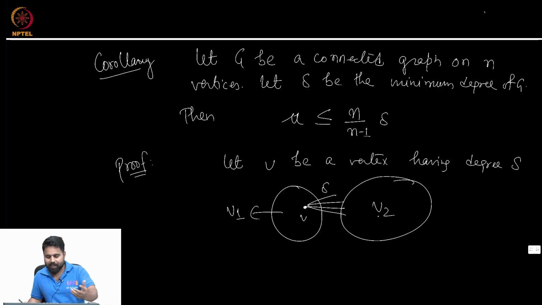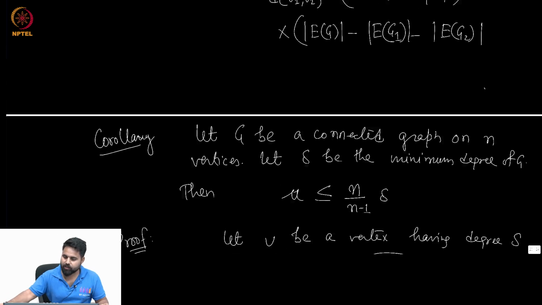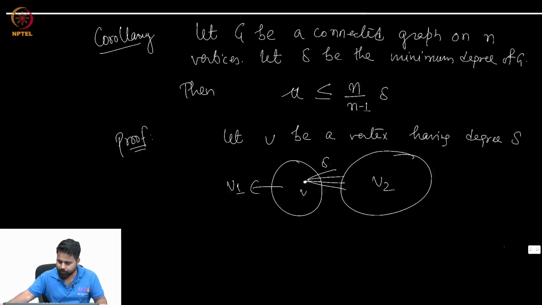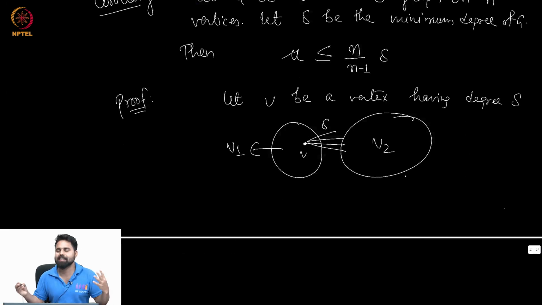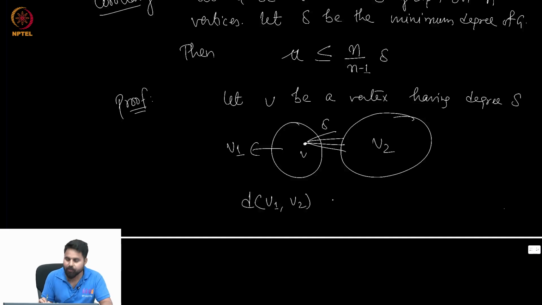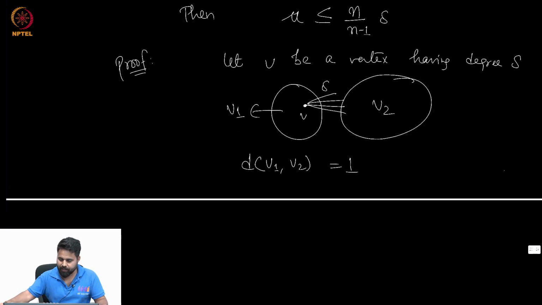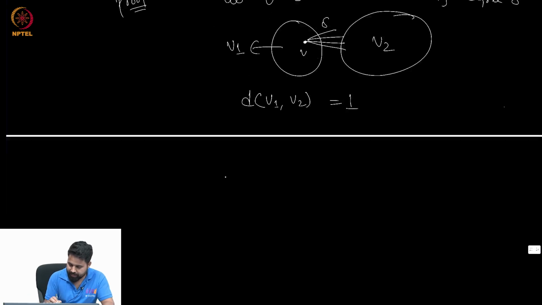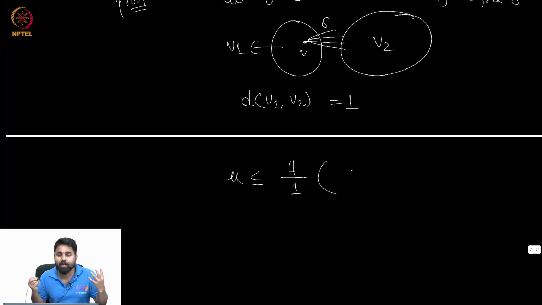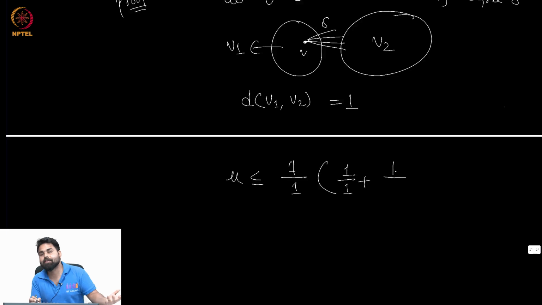Now let us apply the theorem that we have proven, which I have just written down. By the way, what is the distance between V1 and V2 here? The distance is nothing but 1. So the expression becomes very simple now. This is less or equal to 1 divided by 1, because the distance is 1, times 1 divided by the size of V1, which is again 1, plus 1 divided by the number of vertices in V2. There are n minus 1 vertices.